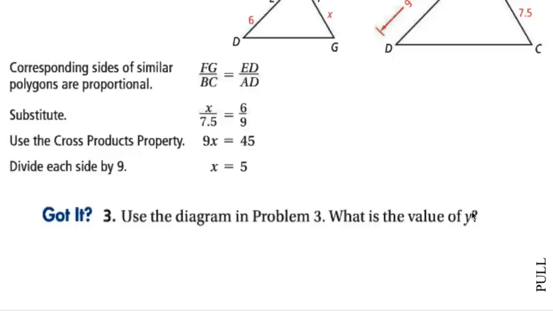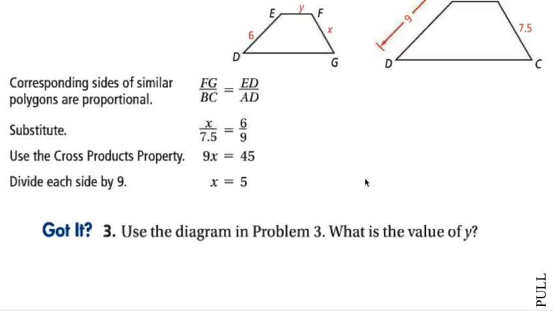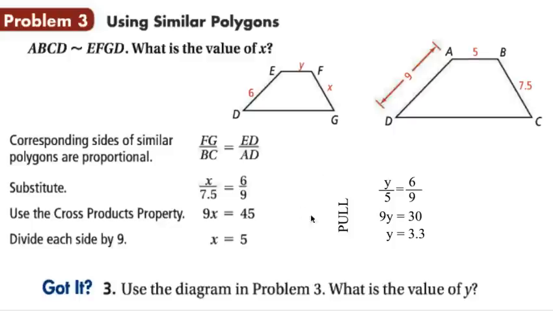Alright, hope you gave that a try. I'm going to try to go ahead and pull this without getting rid of my figures up there. So here's what you should have. I'll put it up here. It's easier to see. So in our polygons, our ratios are EF is to AB as DE is to DA. So we have Y is to 5 as 6 is to 9. And then using cross products, we get 9Y is 30. And Y works out to be 3.3.